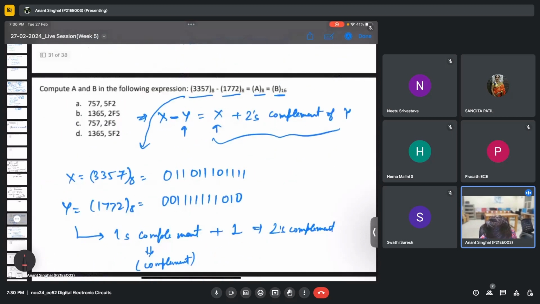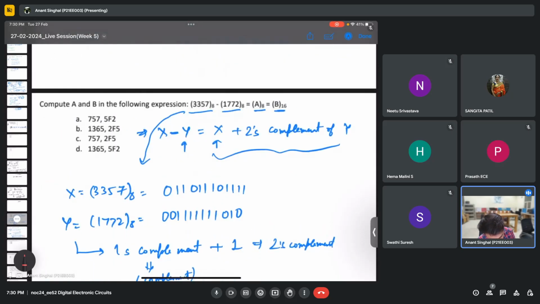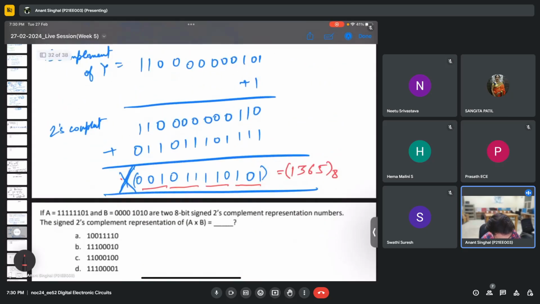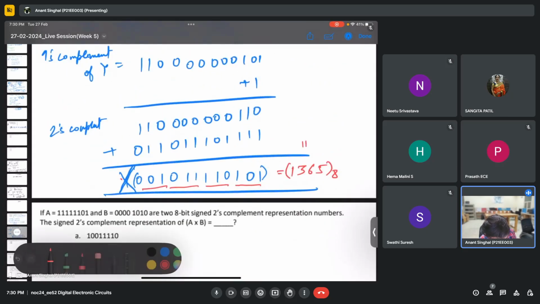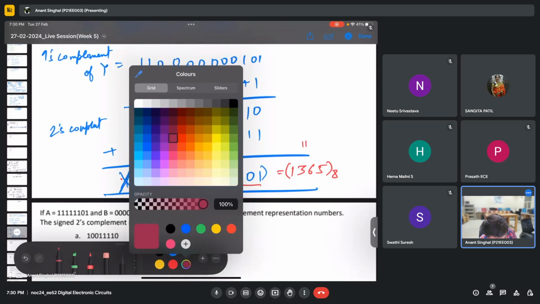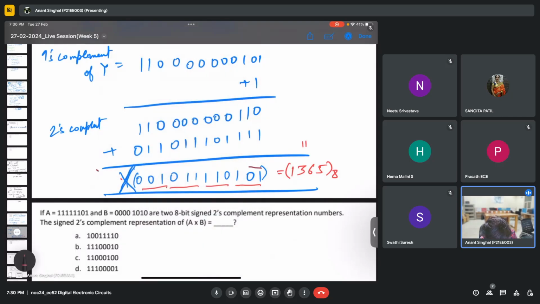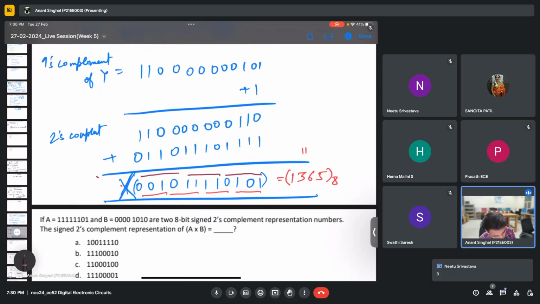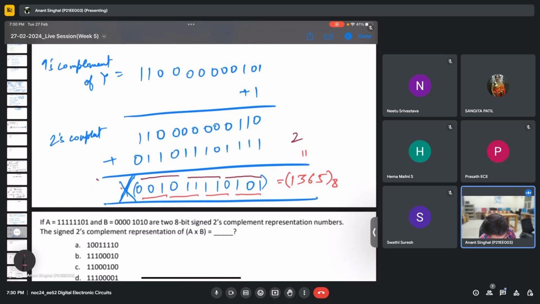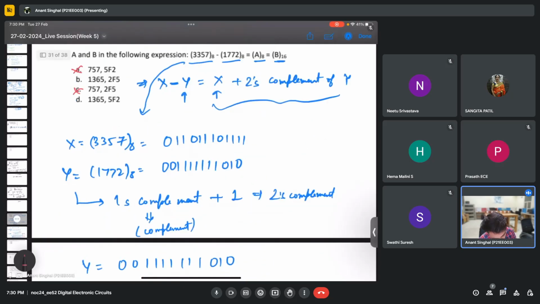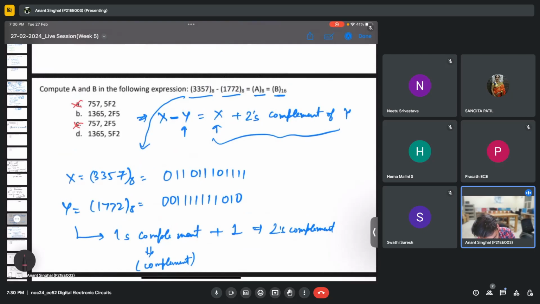So option, oh, we need to convert it to hexadecimal also. So A and C cannot be the answer. So I'm directly doing it now by taking a group of 4. So this is 0 1 0 1, 1 1 1 1, and then finally 0 0 1 0. So this is 2, this is F, this is 5. So 2F5 to the base 16. Yeah, so option B is the correct answer.